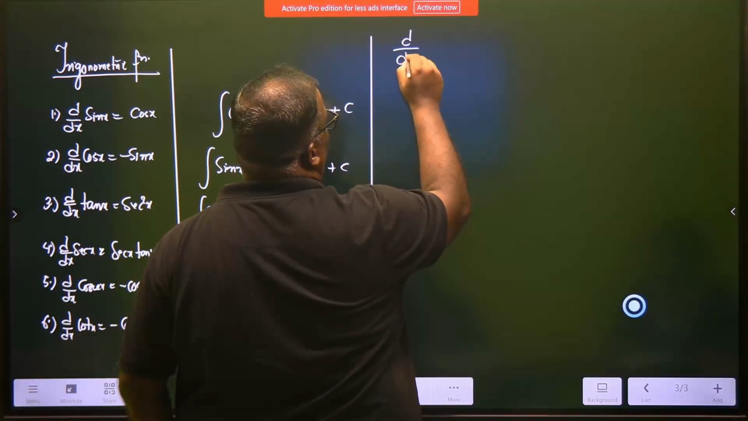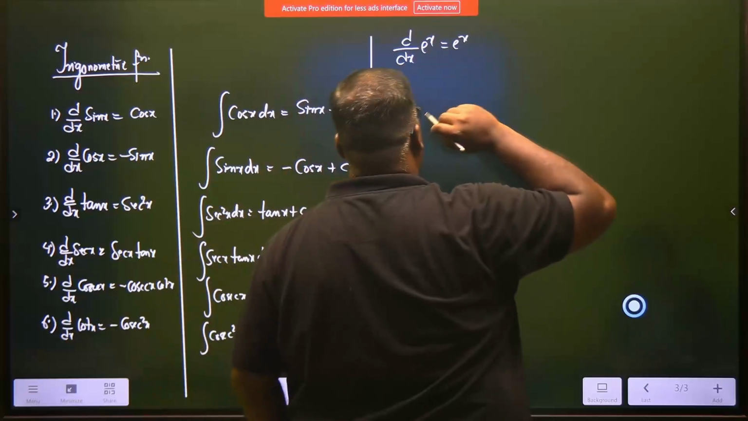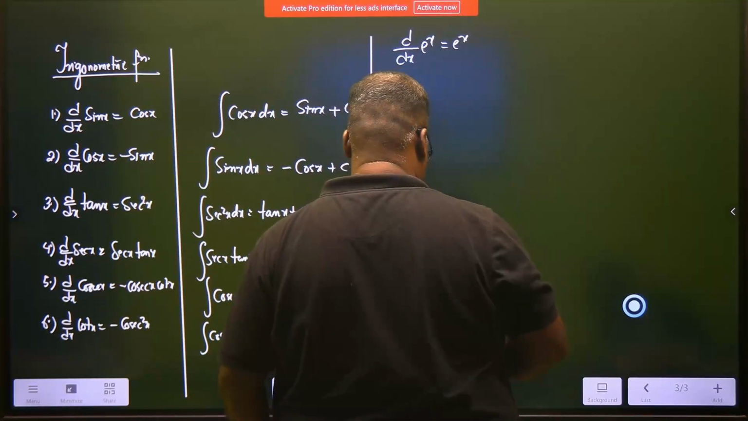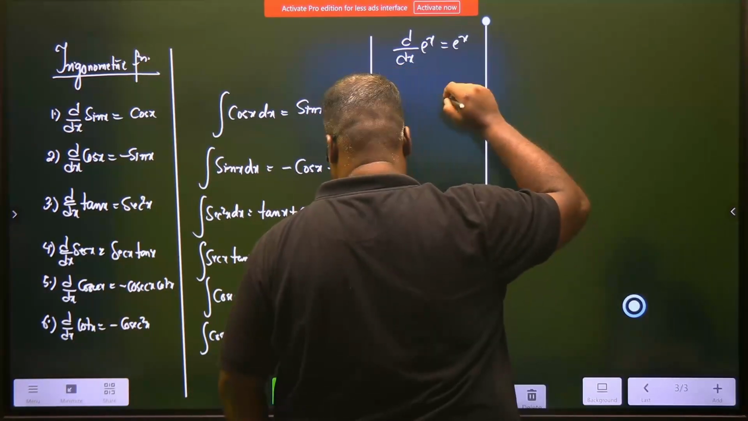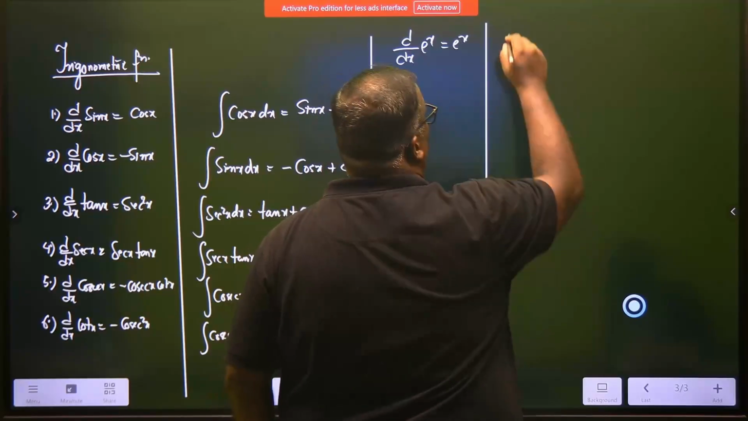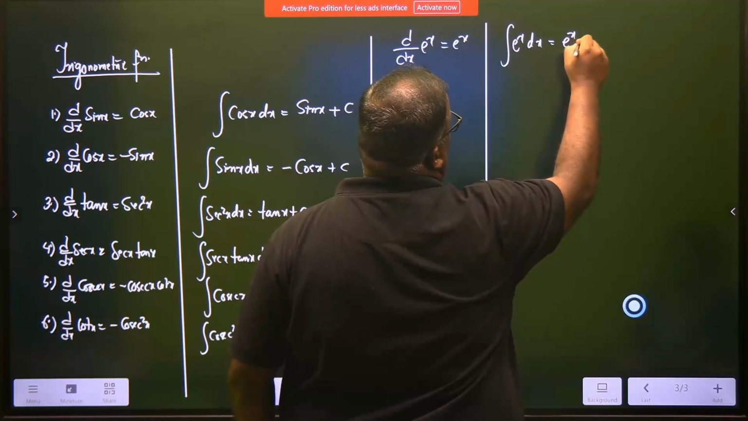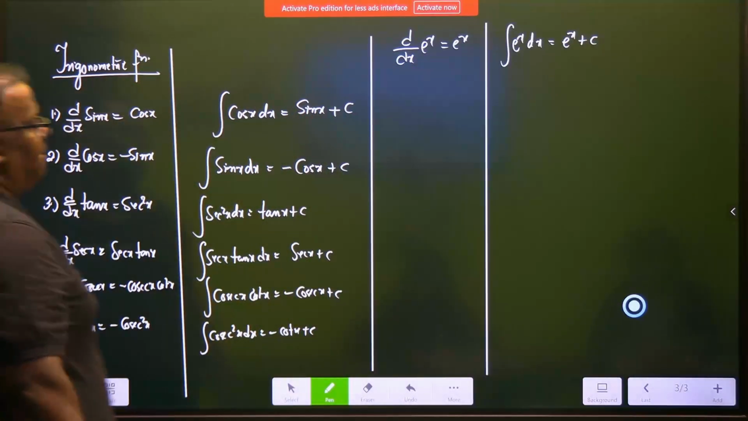Exponential. d/dx of e to the power x is e to the power x. All right. So we can write integral e to the power x dx is equal to e to the power x plus c.